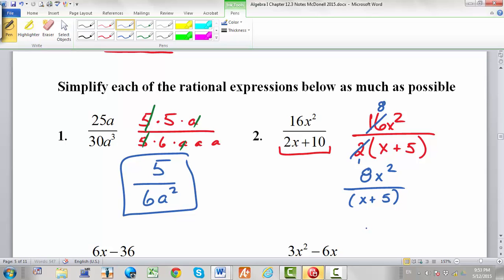Now, some of you are obviously asking yourselves, what about the x squared on the top and the x plus 5 on the bottom? We cannot cancel the x on the bottom with the x squared on the top because the x on the bottom is connected to the 5 with a plus sign. So that is going to be our answer, just as it is, with no more canceling.